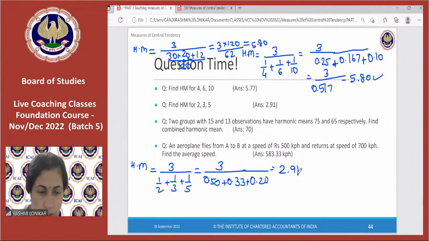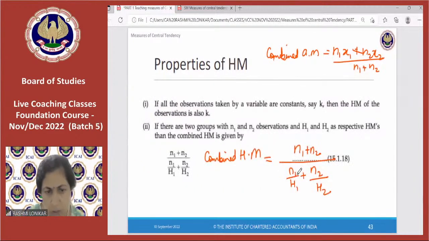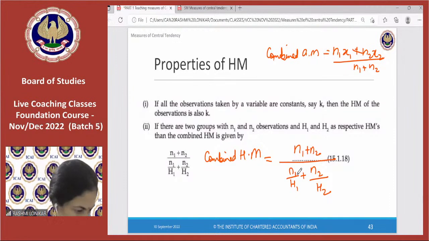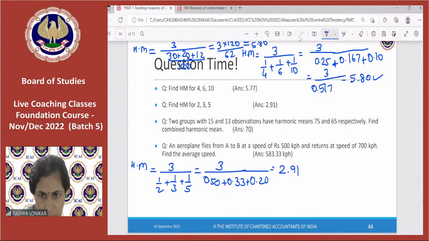Okay, then we go to the third one where we are finding the combined harmonic mean for the group. Which property, Arshdeep? Here we use the combined arithmetic mean, we have the combined harmonic mean. Okay. Yes. Now we have the combined harmonic mean formula that we have to use.